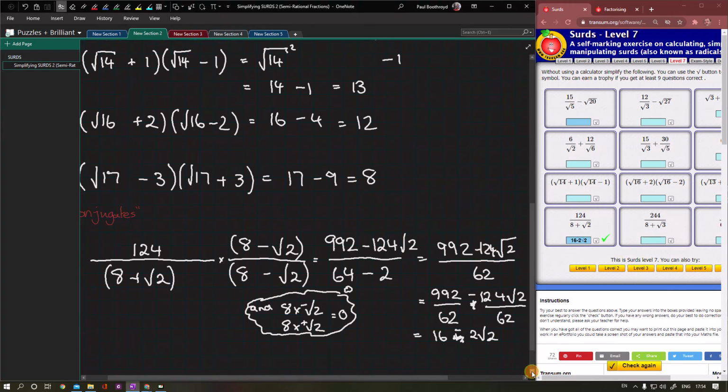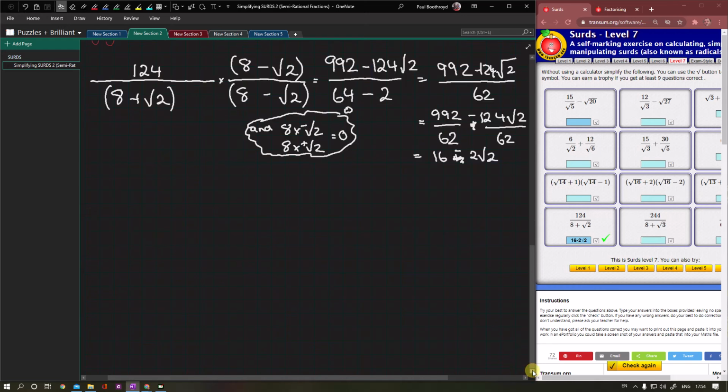Let's do another one quickly. Let's try the 244. You're not normally asked to do things quite as bad as this, but 244 all divided by 8 plus the root 3. What we're going to do is multiply both sides, top and bottom, by the conjugate pair, or the partner. So there's a plus, this one becomes minus, so 8 minus root 3.